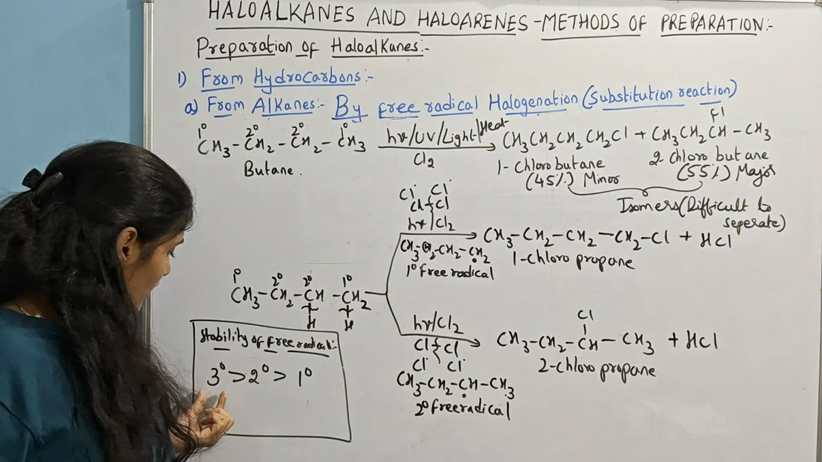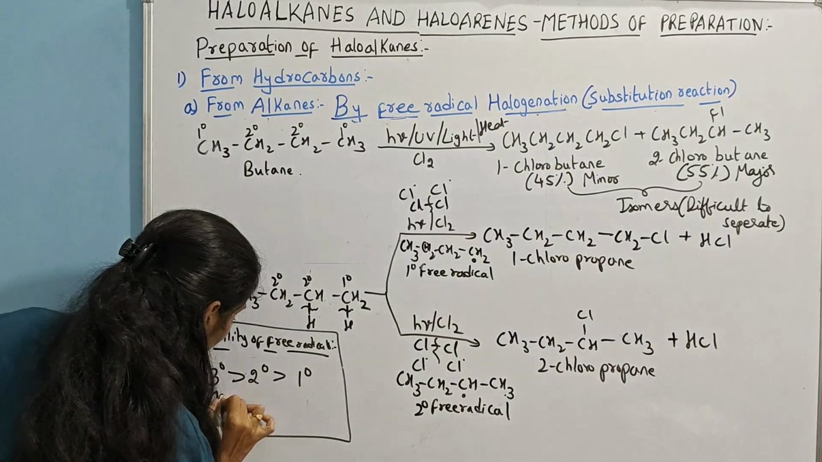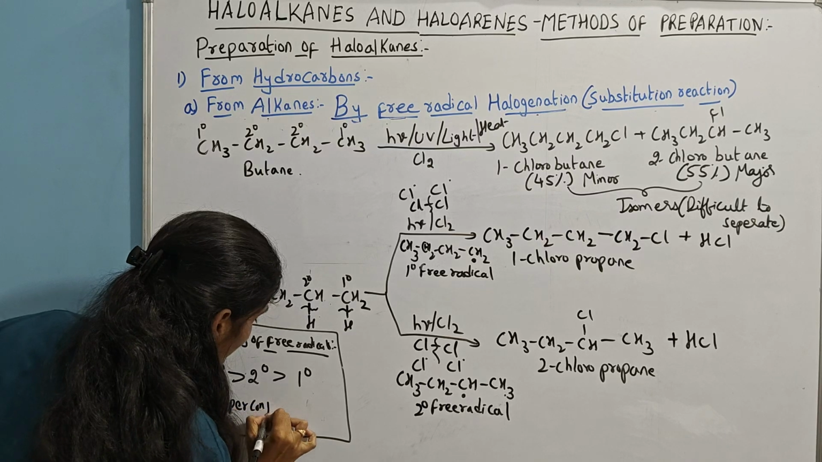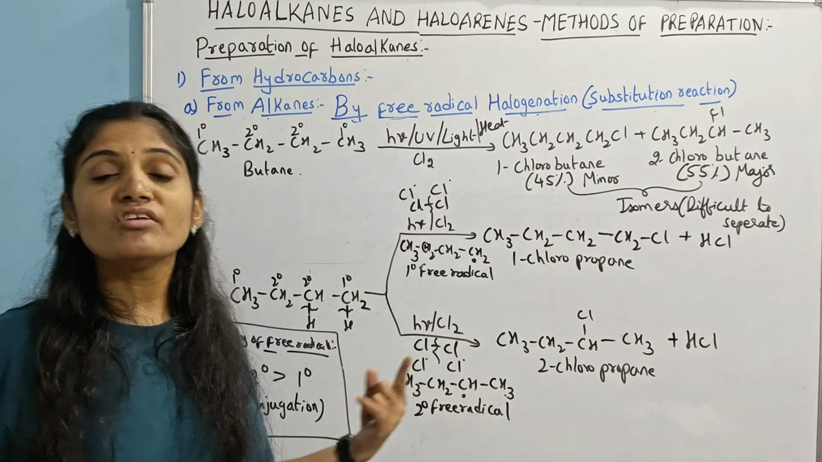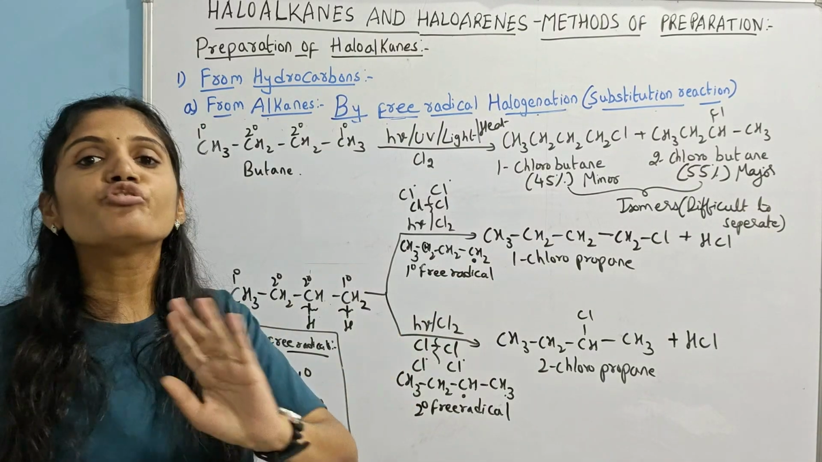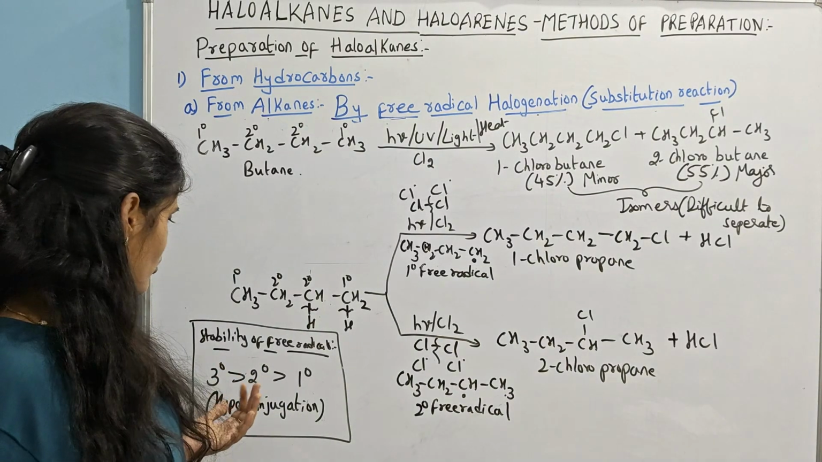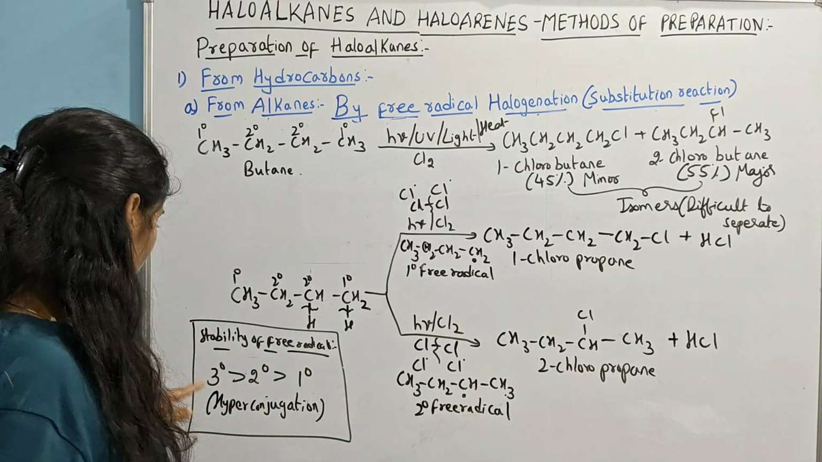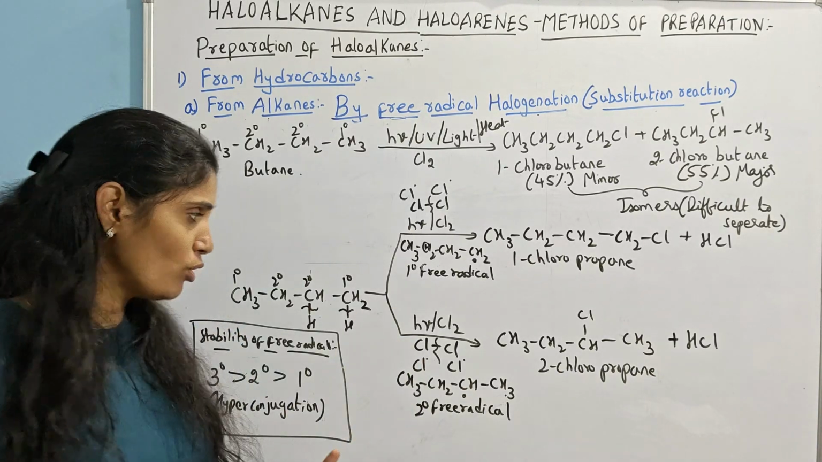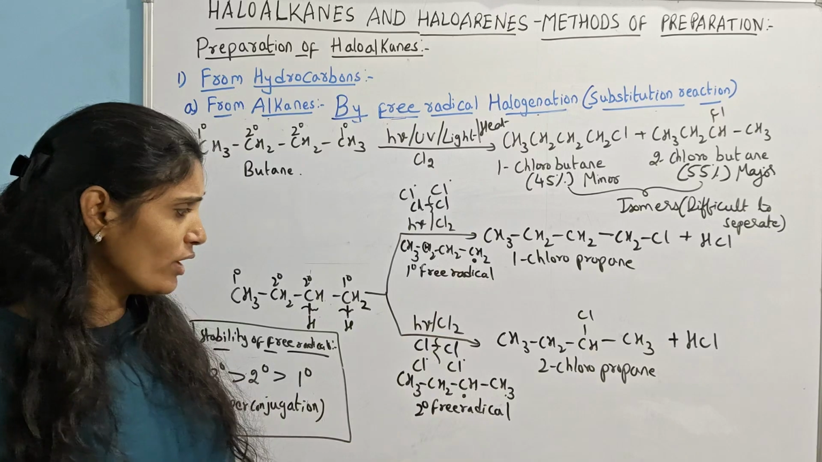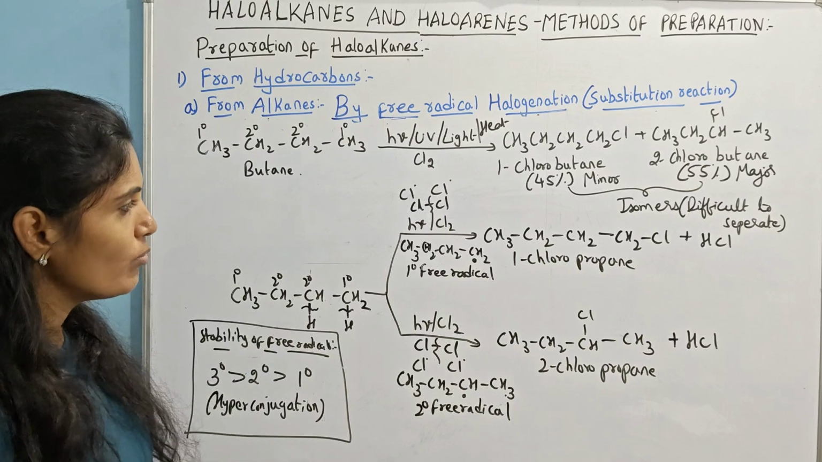Now why is secondary free radical more stable than primary? The major reason is hyperconjugation, which you have studied in grade 9 in your general organic chemistry. The more hyperconjugating structures the free radical forms, the more stable the intermediate will be. Let us not go into the depth of hyperconjugation. Tertiary will have more hyperconjugating structures. If you want to know, it will have 9 hyperconjugating structures, secondary will have 6 hyperconjugating structures, and primary will have 3 hyperconjugating structures.